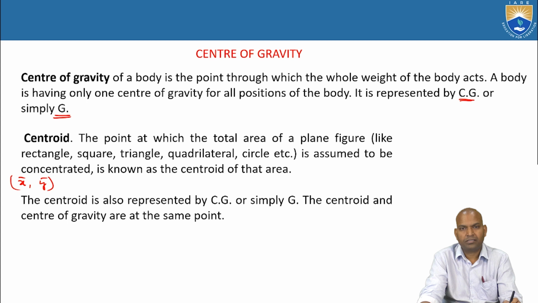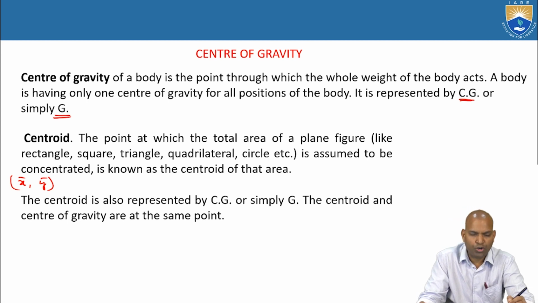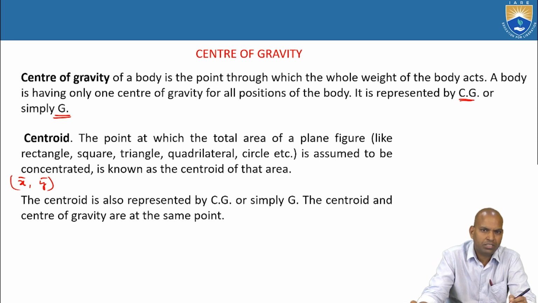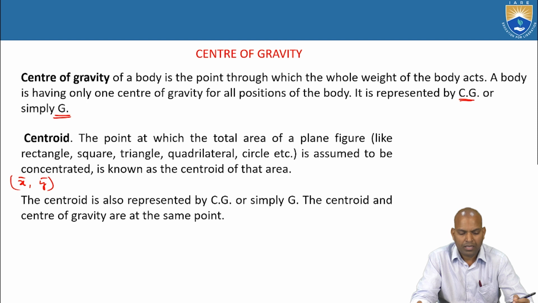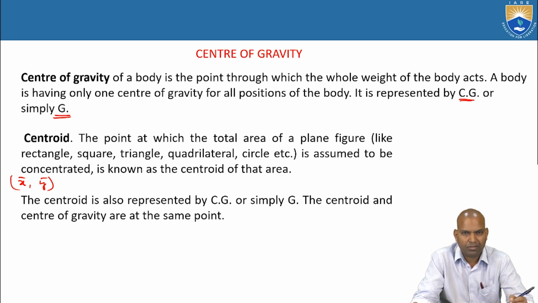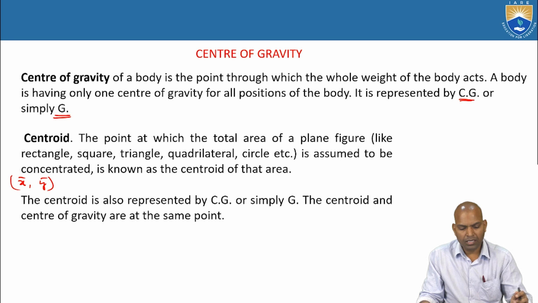Whereas the center of mass is the point at which the whole mass of the body is concentrated. The centroid, the center of mass, and the center of gravity are at the same point. But the centroid is related to plane figures, whereas center of gravity is related to solid bodies. But generally, some textbooks use the centroid and center of gravity as the same. Okay, now let us begin.